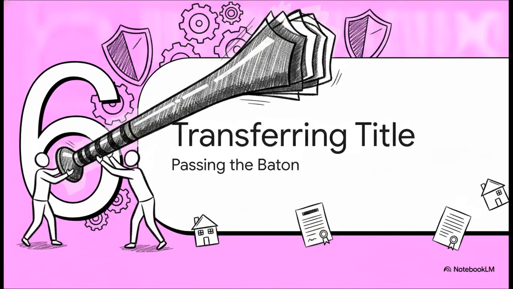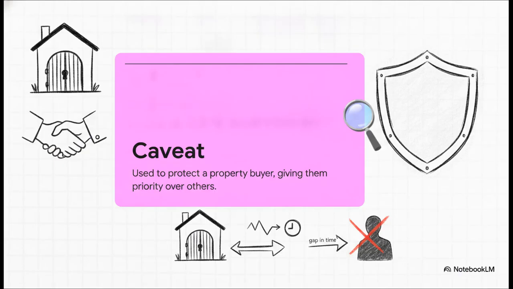Okay, our final section, Section 6, Transferring and Protecting Title. How do we pass the baton? So how exactly do we safely pass this dense, heavy baton of rights from one person to another? Well, the exact moment you sign an agreement to buy a property, you don't instantly get the title. There is a gap in time there. To protect yourself during that gap, you lodge what's called a caveat. A caveat acts as this powerful protective shield. It basically puts the whole world on notice that you have a priority interest in buying this property, which stops the seller from sneaking around and selling it to someone else while you're just sitting there waiting to close.